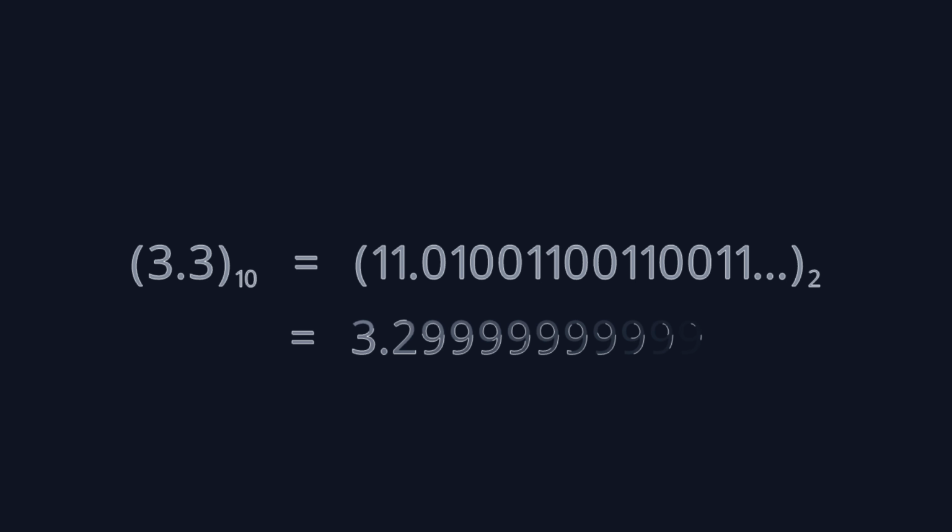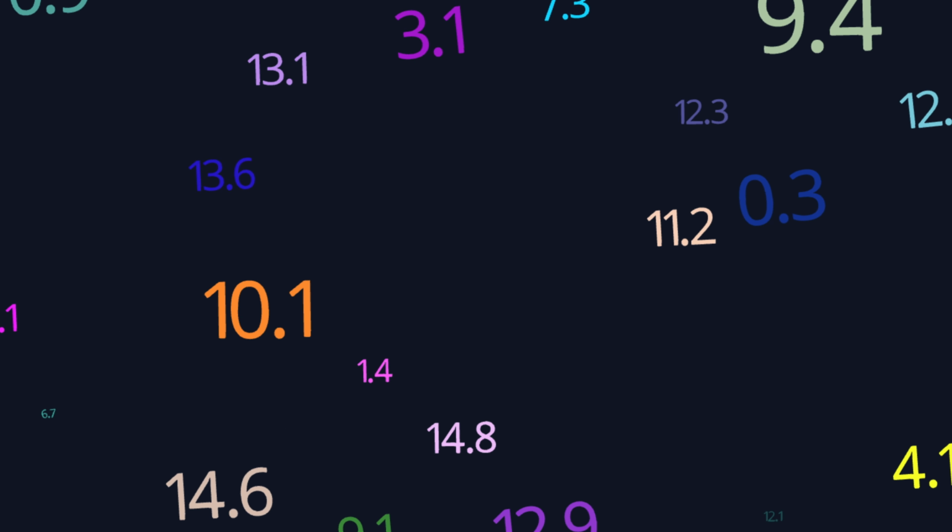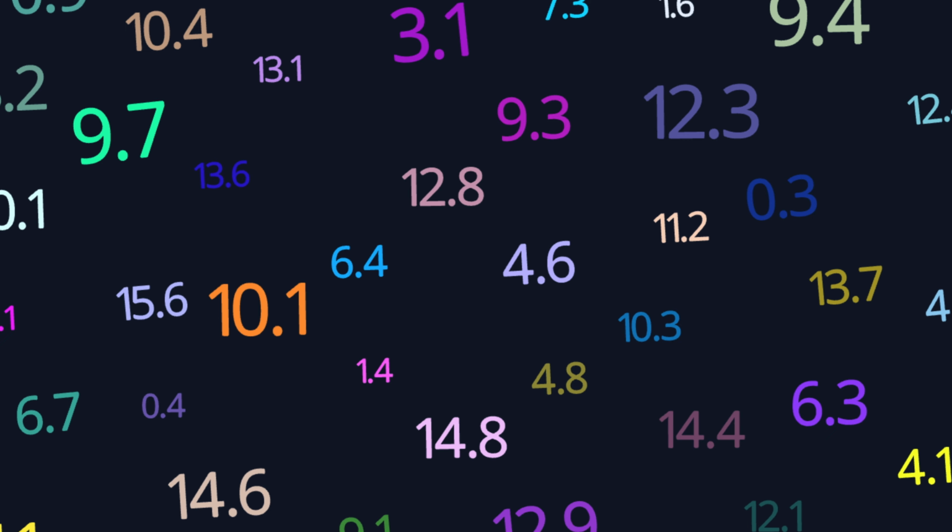And that answers the question we started with. The computer didn't change 3.3. The binary representation of 3.3 never ends. So a floating point number has no choice but to cut it off after a finite number of bits. And that tiny approximation is exactly what we saw: 3.2999995 instead of 3.3. But this isn't something unique to 3.3. In fact, there are infinitely many numbers that floating point numbers cannot store exactly.